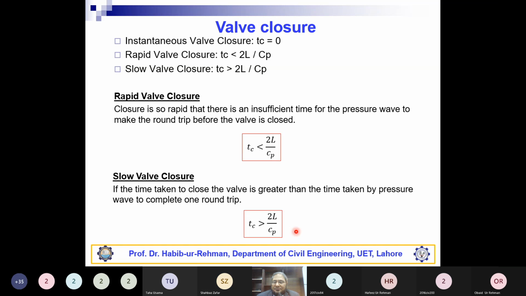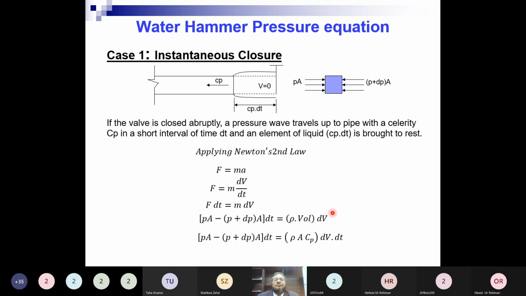Shall we move to the next? So now we have studied three types of valve closures. Number one, instantaneous closure. Number two, rapid closure. Number three, slow valve closure. Instantaneous means the time taken to close the valve is zero, theoretically, which is not practically possible. Secondly, rapid valve closure, in which the time to close the valve is less than 2L over CP. And the third is slow valve closure, in which the TC is more than 2L over CP.